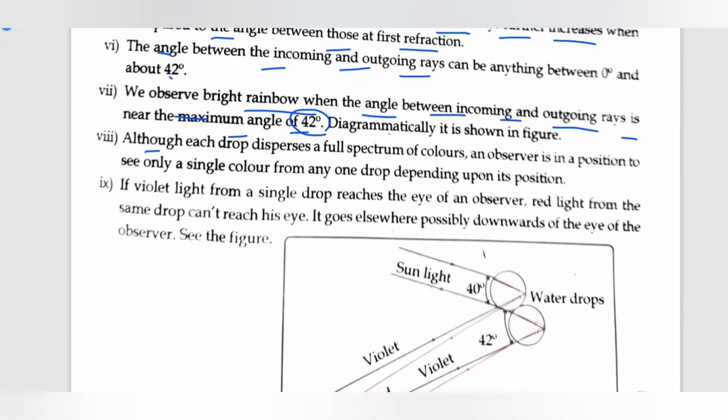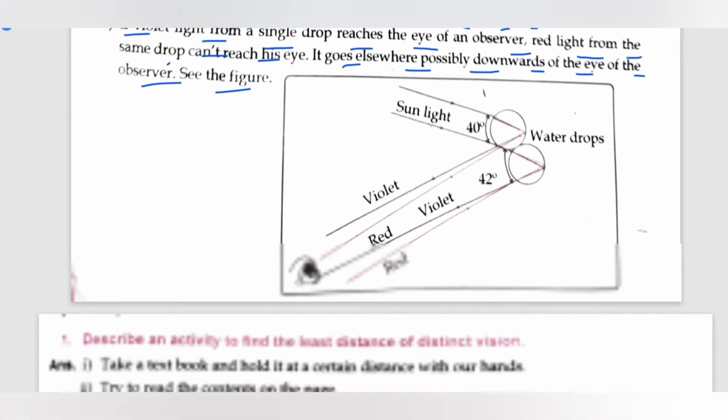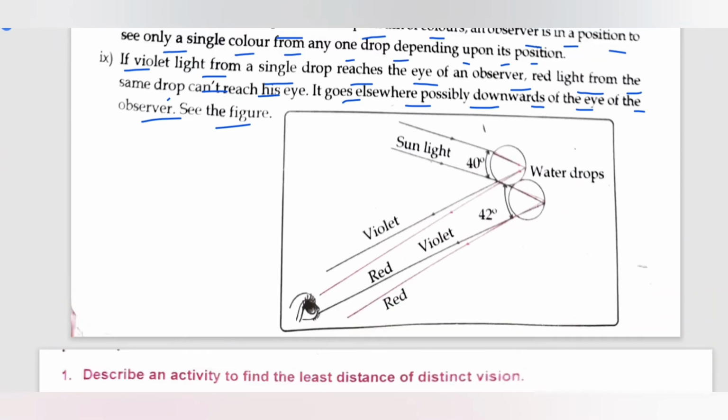Although each drop disperses a full spectrum of colors, an observer is in a position to see only a single color from any one drop, depending on its position. So if violet light from a single drop reaches the eye of an observer, the red light from the same drop can't reach this eye. So it goes elsewhere, possibly downward of the eye of the observer. See the figure. So if it is from one drop, you can see only one color.